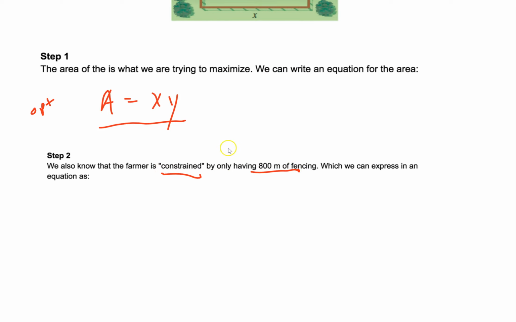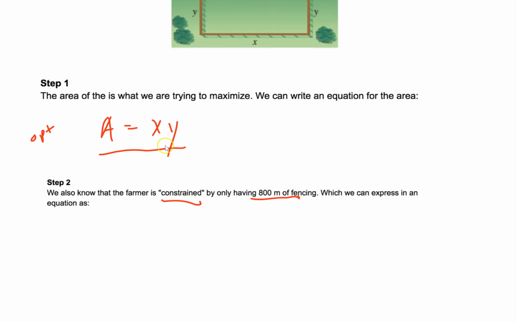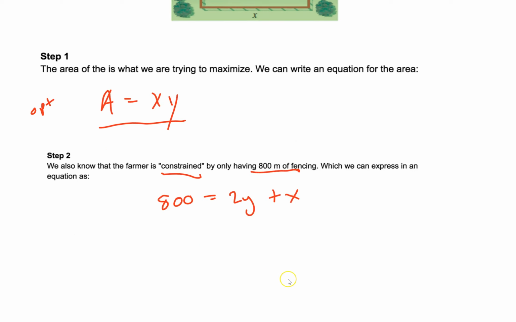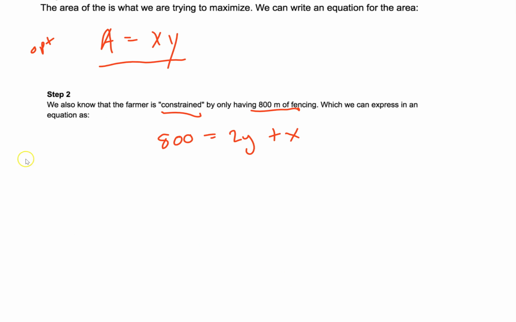So think about how you do fencing. It's perimeter. So the perimeter here would be y plus x plus y, also known as 2y plus x. Right, so this is my constraint. Again, we're trying to optimize this, and it has two variables, so I need another equation. Luckily, they gave us a constraint, so they gave us this.